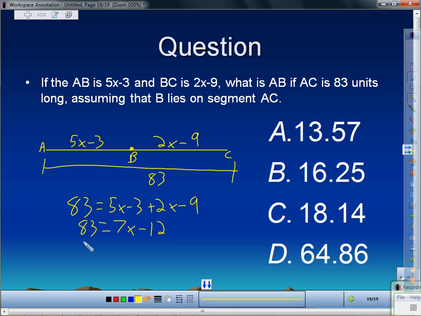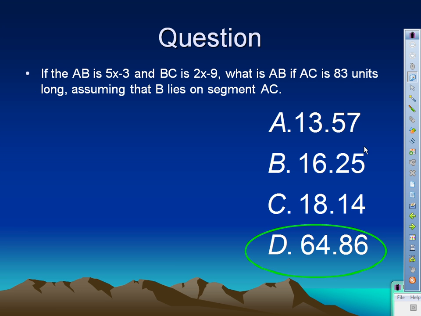I'm going to add that. 95 is equal to 7x. x is equal to 95 divided by 7, which is 13.57. I take that. I want to know what AB is, so I'm going to plug back in up here. I'm going to get to my answer. Alright.